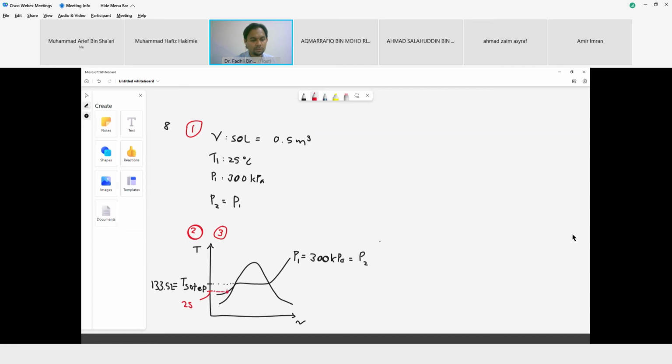This is our first state. Keadaan pertama, initial state. This is our initial state.